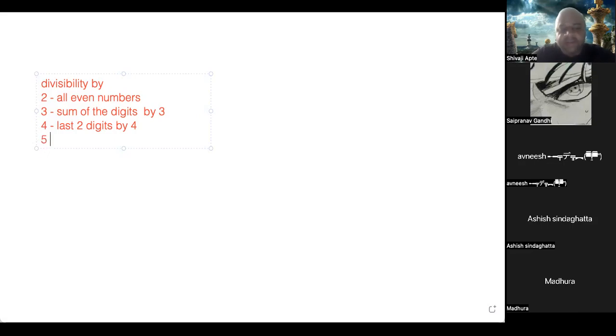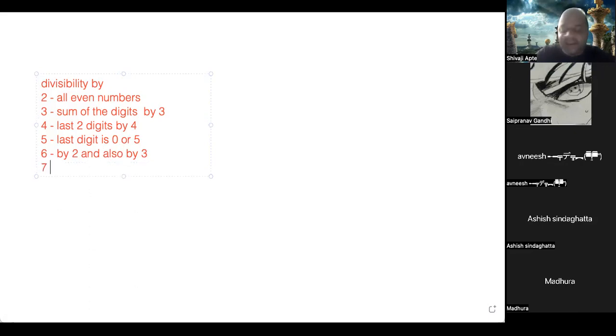Then divisibility by 5. The last digit has to be 0 or 5, right? Divisibility by 6: it should be divisible by 2 and also by 3. So it has to be an even number first, and then the sum of the digits has to be divisible by 3. If that is the case, then the entire number will be divisible by 6, because it is divisible by 2 and 3 also.